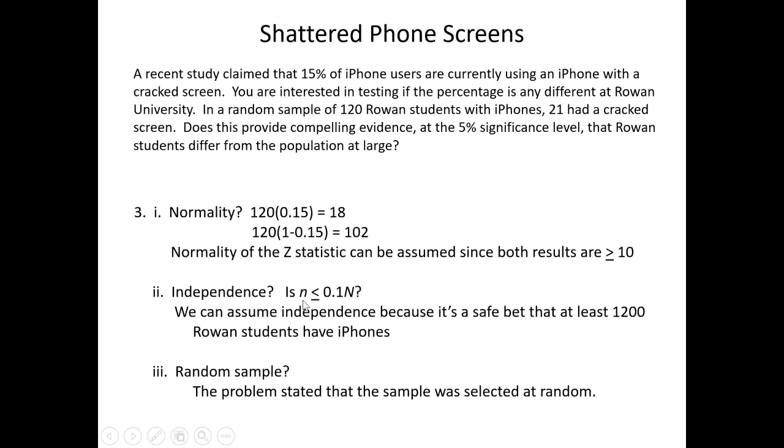Okay, for independence, again, check that we have not exceeded 10% of the population size. So if we have 120 in our sample, 10 times that would be 1,200. So as long as there's at least 1,200 Rowan students with iPhones, then we're okay. I'd say that's a pretty safe bet. Lastly, we were told that these Rowan students were selected at random, so we can be assured that they're going to be representative of the whole population.